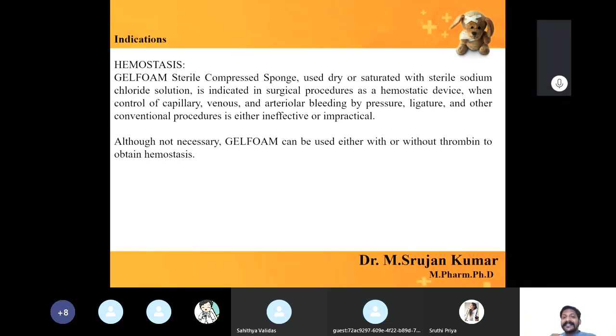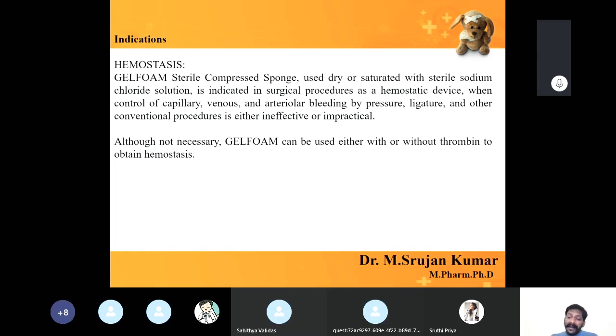It is indicated in surgical procedures as a hemostatic device. So the wet form will be indicated in surgical procedures. In dry form, it will be indicated in normal cuts and wounds. So in surgical procedures, in what way will this absorbable gelatin sponge help? It helps to control capillary, venous and arteriolar bleeding by pressure. By applying pressure onto your capillaries, veins and arteries, you can control the bleeding.